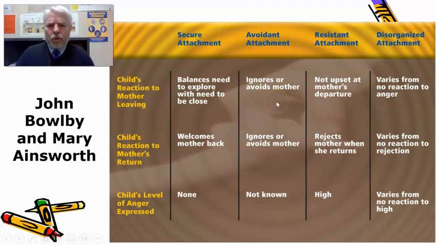Avoidant attachment ignores or avoids the mother when the mother leaves. And they ignore or avoid the mother when she returns. We don't really know if the child is angry or not because they don't express anything. With the resistant attachment style, the child's not upset at the mother's departure, but they reject the mother when she returns, and there's a great deal of anger. Disorganized attachment, of course, would be variable. That doesn't fit into these other categories.